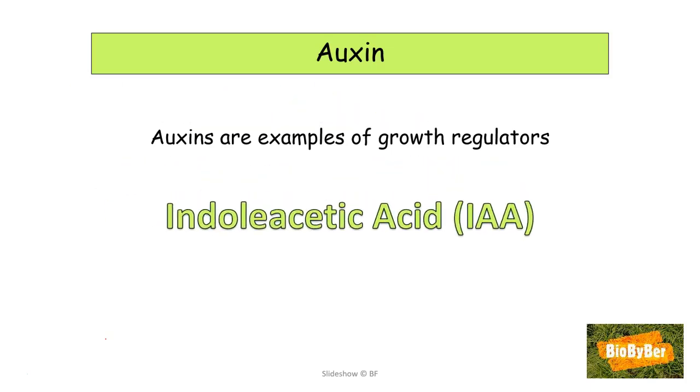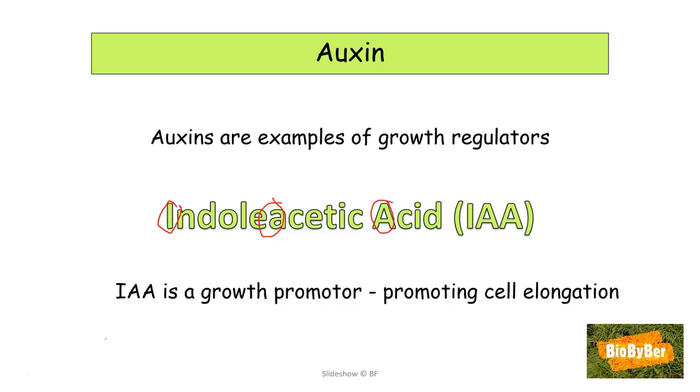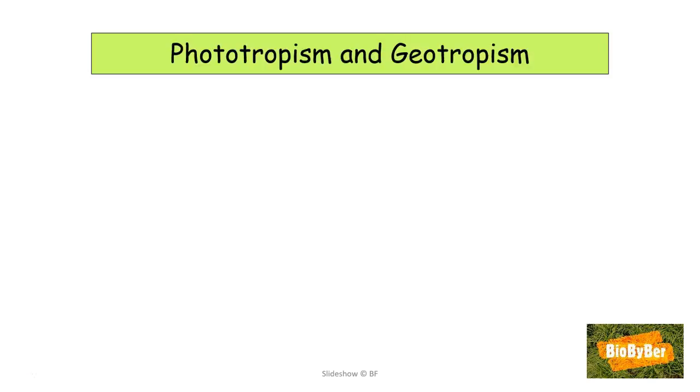Indole acetic acid, IAA, as we can see here, is a common example. This is often simply called auxin. IAA is a growth promoter. It encourages growth in a plant. It promotes cell elongation. It works by loosening the cellulose fibers in the plant cell walls, allowing them to expand.